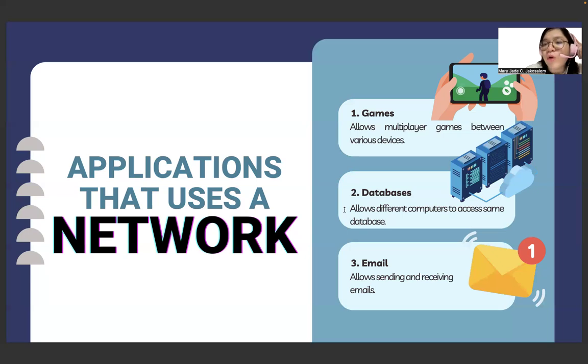So games. Number two are databases. It allows different computers to access the same database. For example, you can access the databases of Google because of a network. So if you search something in Google, you're actually accessing their databases. Then email. Of course, can you send email without a network? You cannot. You can only send an email if there's a network. So a network allows you to send and receive emails.